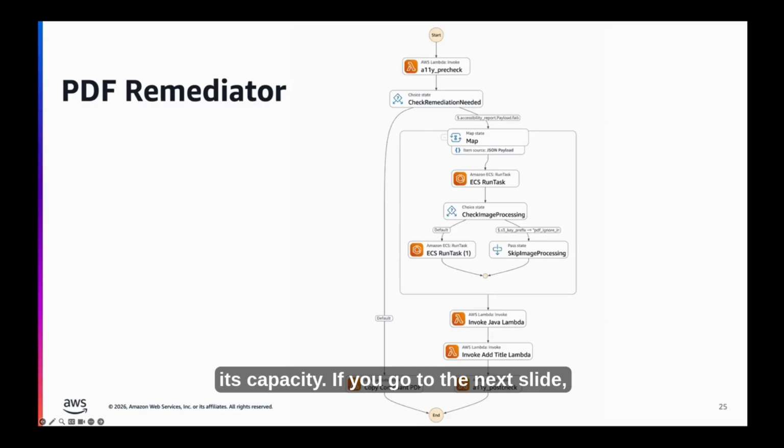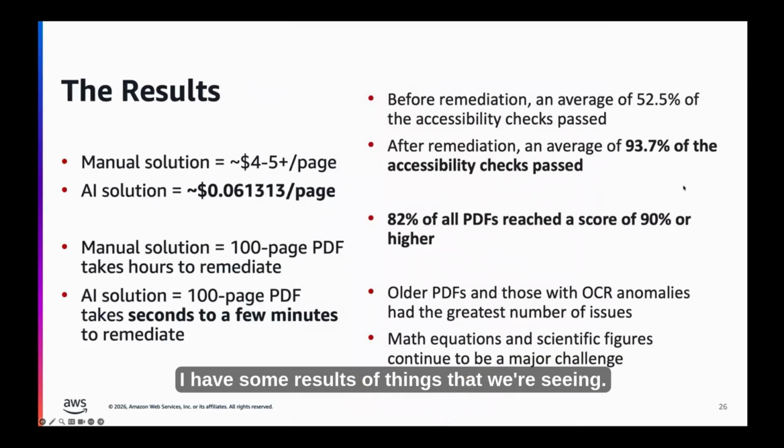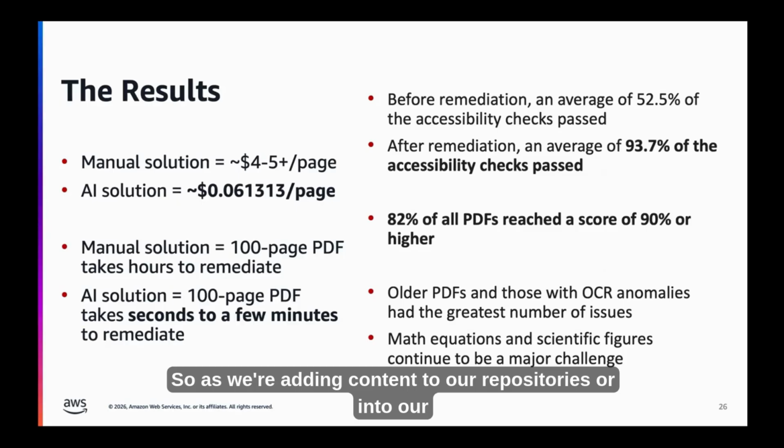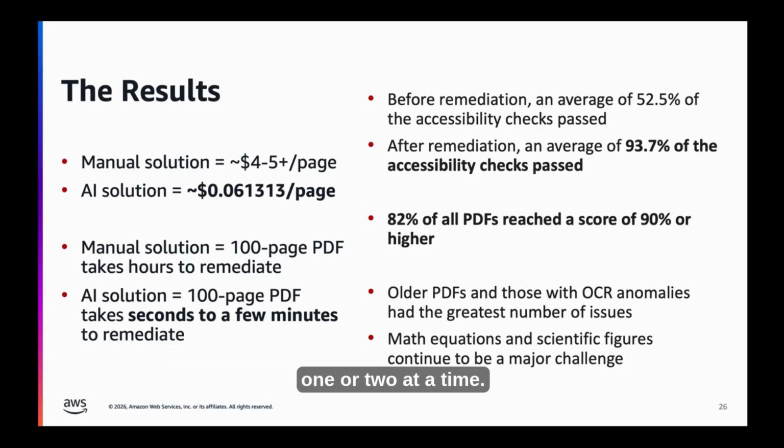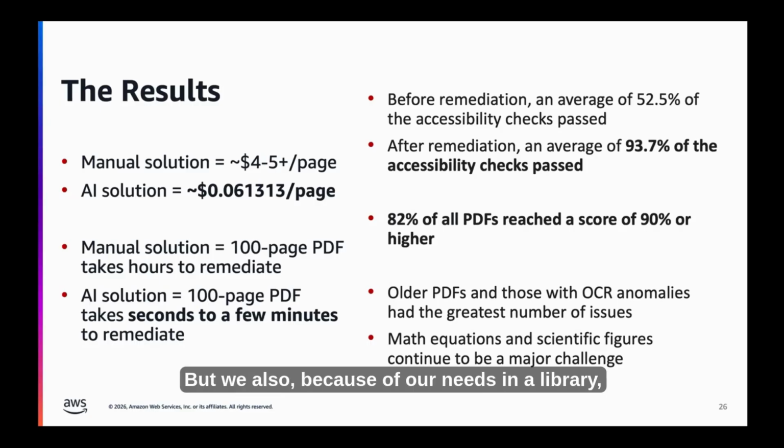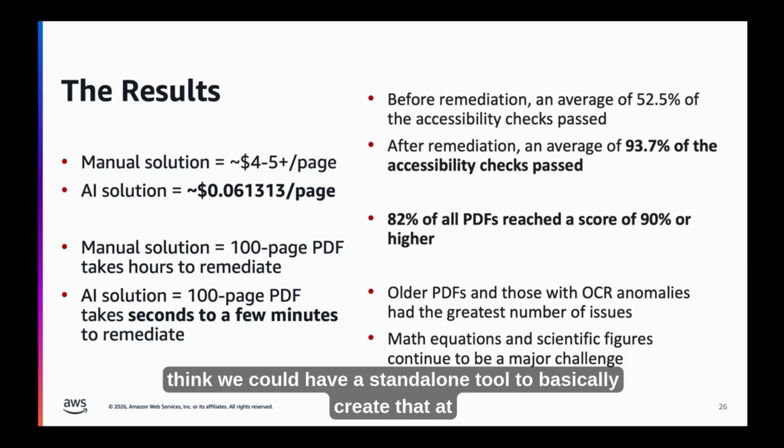If you go to the next slide, I have some results of things that we're seeing. We are in production for all new content. So as we're adding content to our repositories or into our environment, we are running it through the PDF remediator. We actually do have two tools that we've separated out of this. The PDF remediator, again, can do batch processing or individual one or two at a time. But we also, because of our needs in a library, created an alt text generator that can scale across our digital collection. So we have about 400 to 450,000 images in our digital collection, most without alt text. So again, we think we could have a standalone tool to create that at scale.